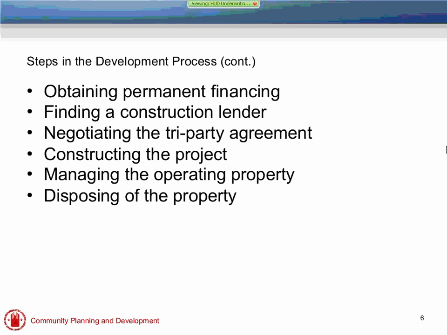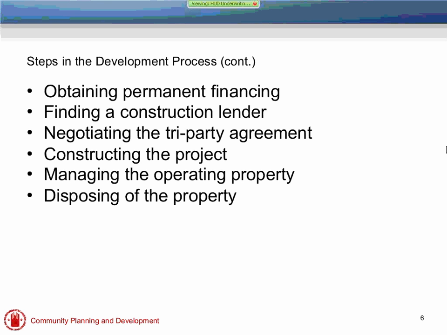The key here on this slide is that we're looking at obtaining our financing. So we're looking at permanent and construction financing. Keep in mind that permanent financing is always obtained first before the construction financing, even though construction occurs before operations, which is when our permanent financing is going to come in. So our permanent financing is our long-term first position mortgage.